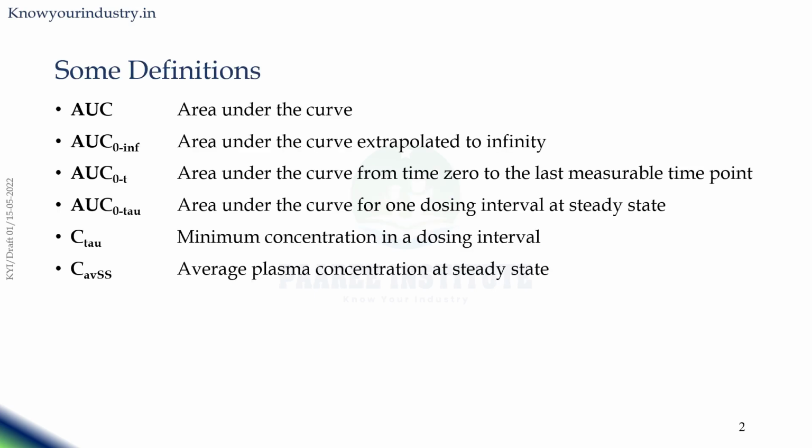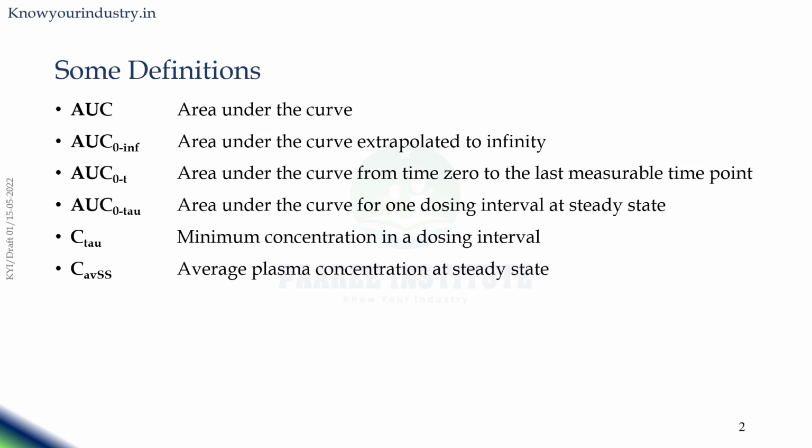When it comes to pharmacokinetics, we need to understand some of the terminologies and definitions. So here, AUC is the area under the curve. AUC 0 to infinity is the area under the curve extrapolated to infinity. For example, we first measure the AUC 0 to t, that is the time 0 to the last measurable time point in the entire collection of time points. From there, we extrapolate using the elimination rate constant. If you add the extrapolated value, you will get the AUC 0 to infinity.